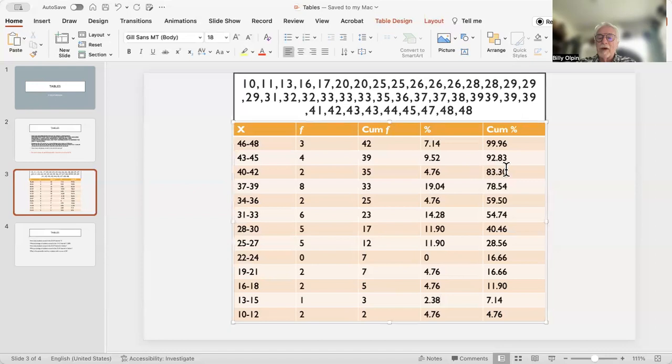Up, across, up, across, up, across. Keep adding until I get here. Once I get here, this should be close to 100%. And mine is 99.96. That's very close to 100%.